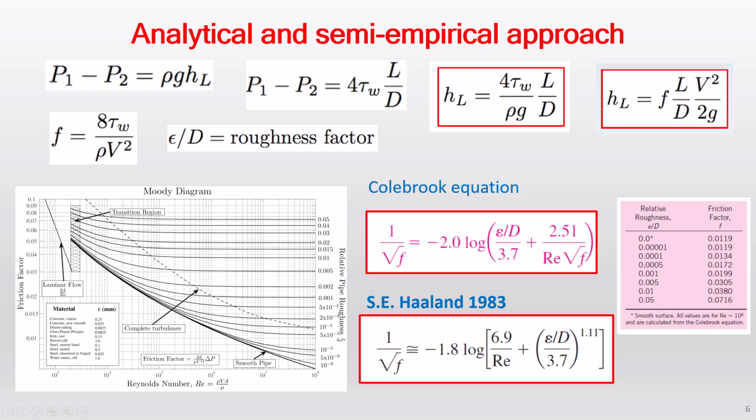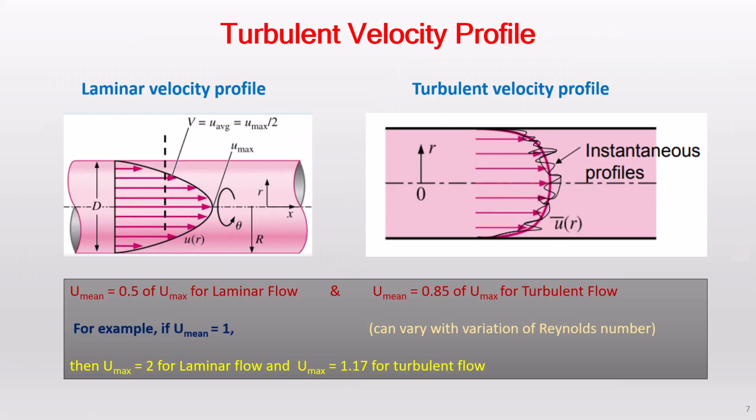Okay, but here the friction factor is not directly a function of the Reynolds number like in the laminar pipe flow, but it's a function of the Reynolds number plus the epsilon upon D. If the epsilon upon D is 0, then this will be simply a function of Reynolds number, but not exactly. The values are the same as the laminar pipe flow.